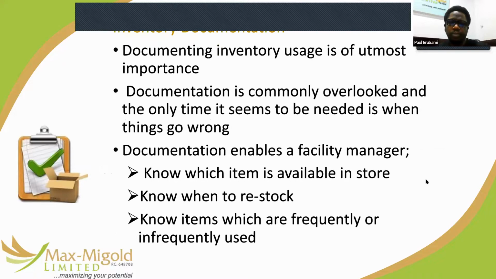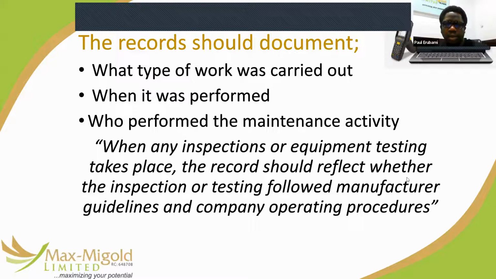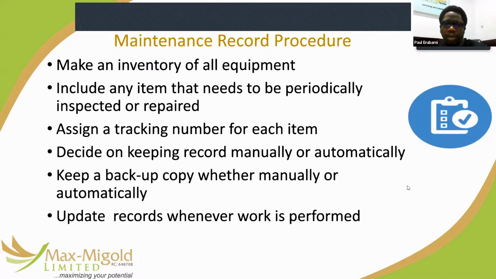All right, we talked about the asset register details, things that you must have in your asset registers, very important. And then for the records, the type of work that was carried out, the time it was done, who did it, and so on. Even the costs must be captured as reports into the maintenance records.